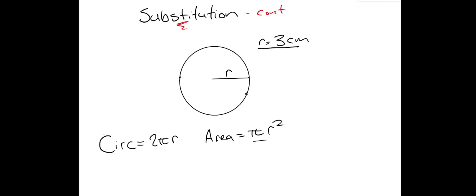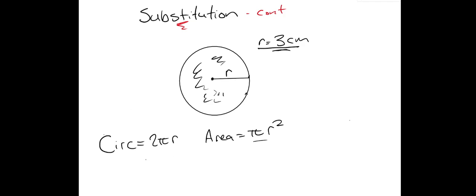Say we have a geometry question. In this case, we have a circle with a radius of 3 centimeters. So the radius is the distance from the center of the circle to the perimeter. And we want to know the circumference, which is the distance around the perimeter of the circle, and the area, which is this real estate inside the circle.